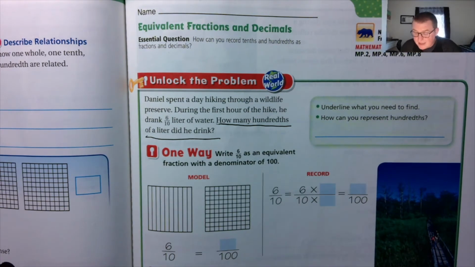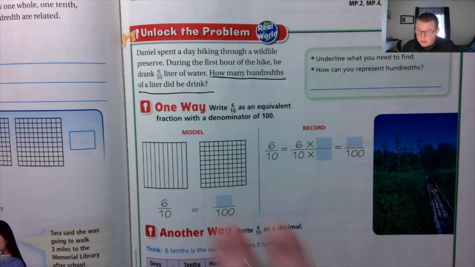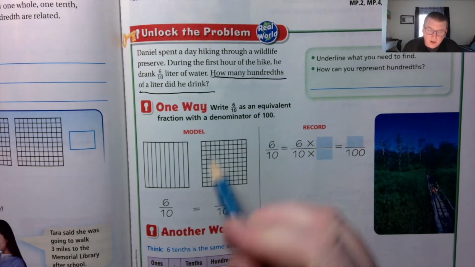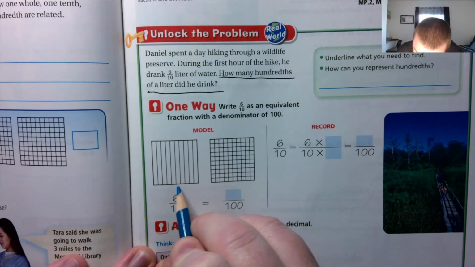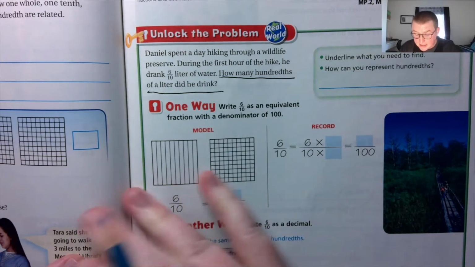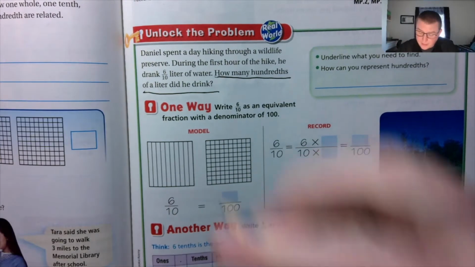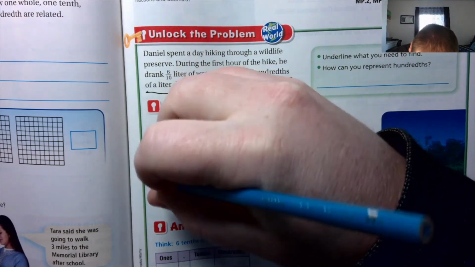So it says write 6/10 as an equivalent fraction with the denominator 100. And they give us a model and then they give us some math to do it out. So first things first, let's go ahead and just shade the model, the 6/10 model. We don't have this model shaded yet, so let's just shade 6/10. So if we count, we have 1, 2, 3, 4, 5, 6, 7, 8, 9, 10 bars here, right? So we're going to go ahead and shade 6 of them to represent 6/10.